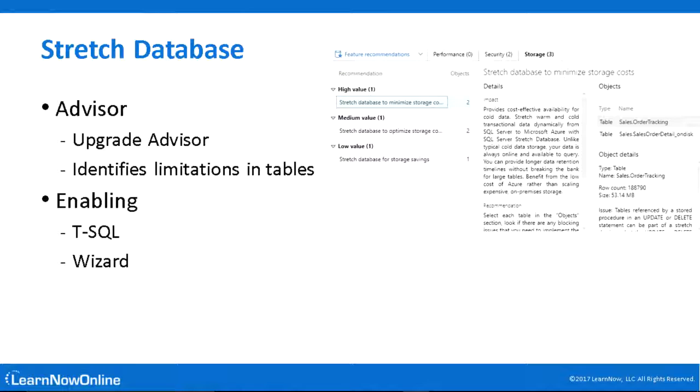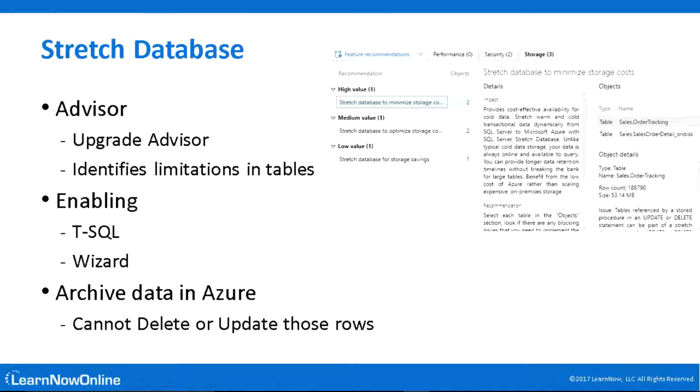But hardcore DBAs are always going to want to automate this function in some fashion, or even place it in PowerShell. No matter what option, it is very easy, and most DBAs are going to be excited about this feature. Archived data in Azure through StretchDB cannot be updated or deleted, so it is truly archived data.